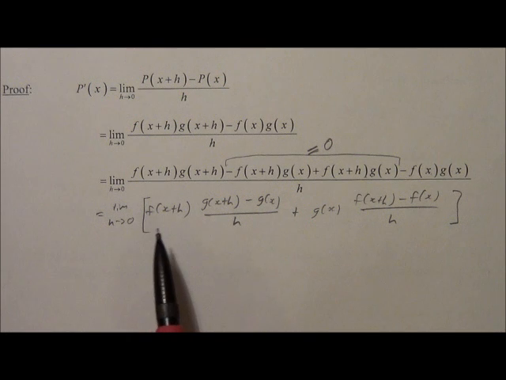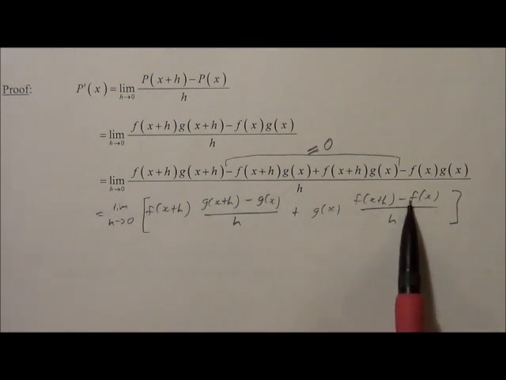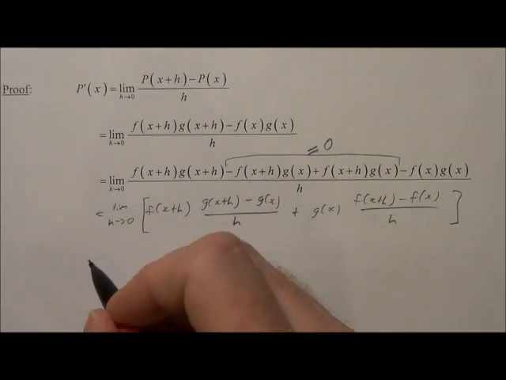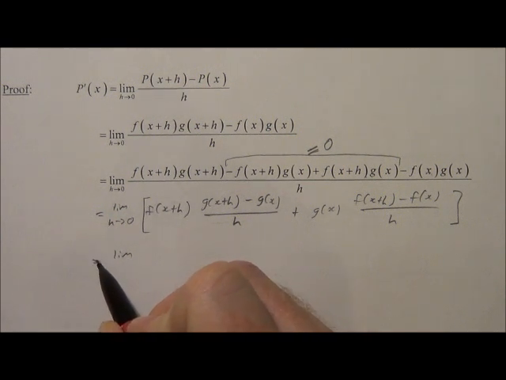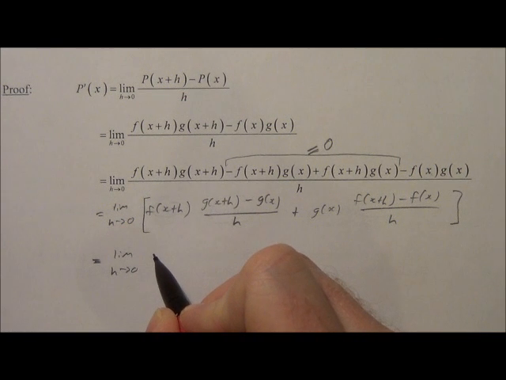Now that we've factored that out, we've got basically two functions multiplied together in each term, and with the limit rules that we saw in chapter 1, we'll take the limit of each of those things independently.